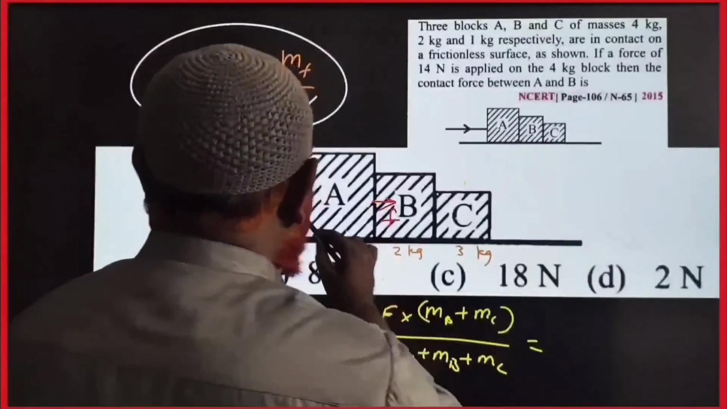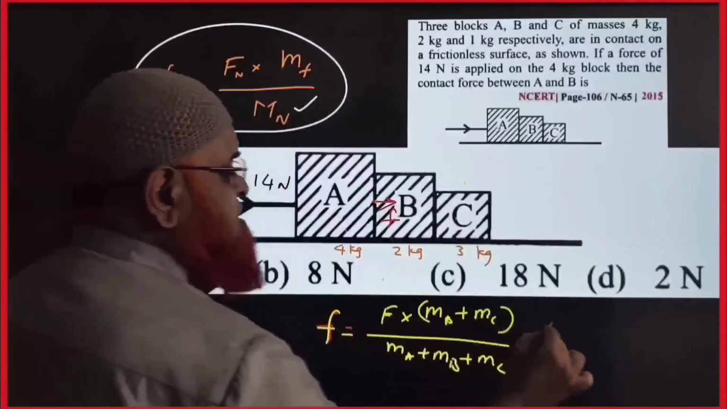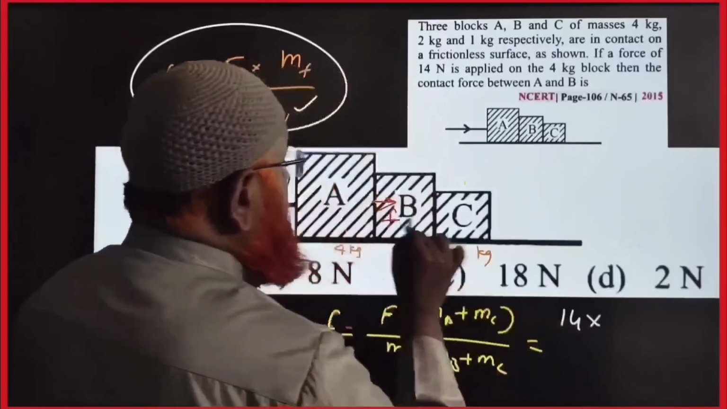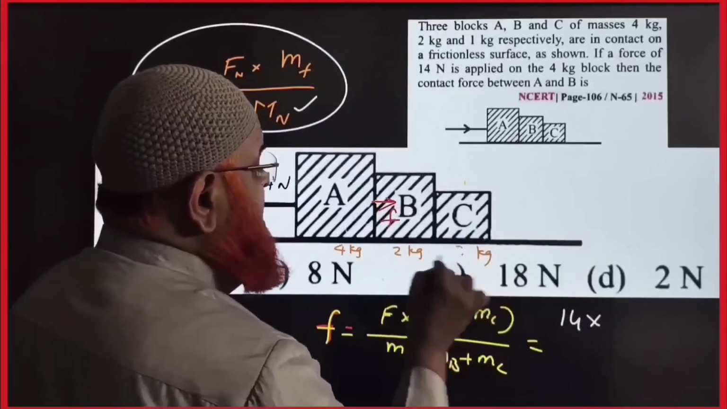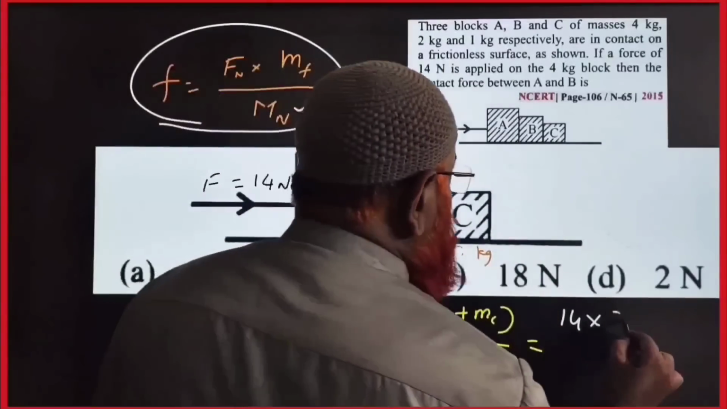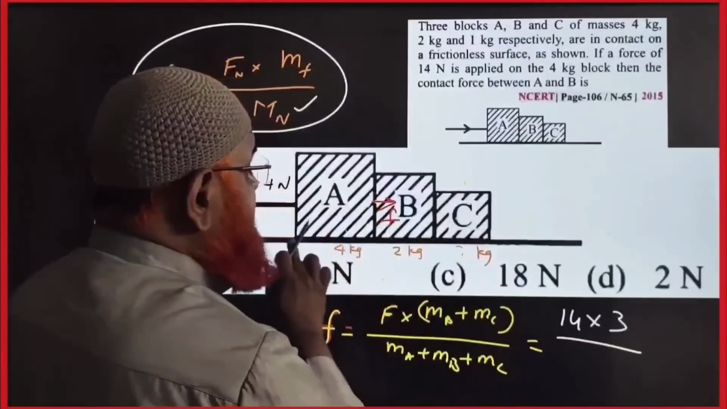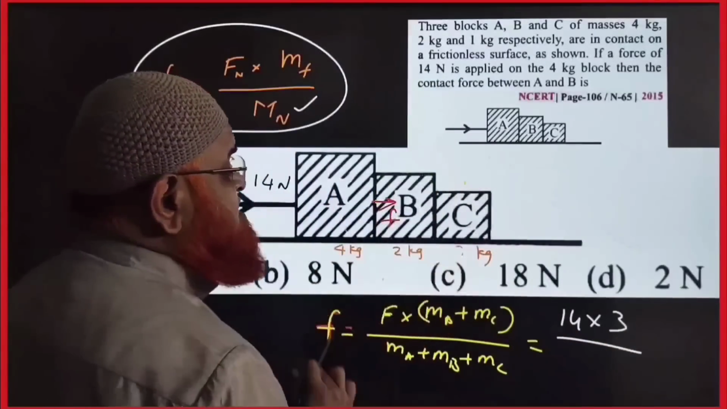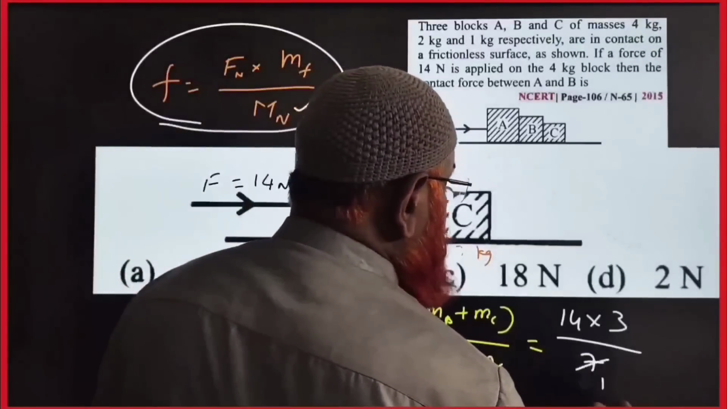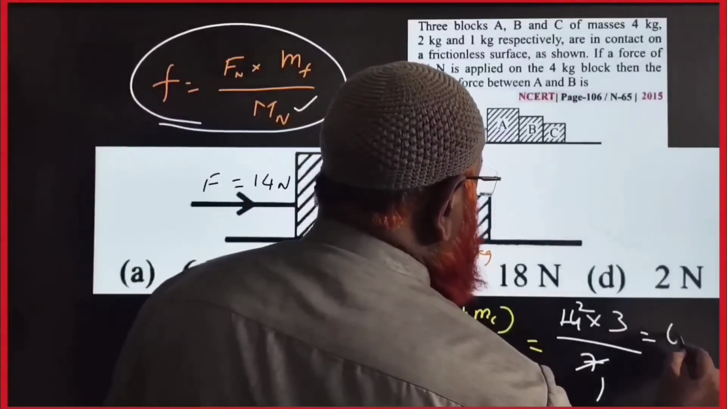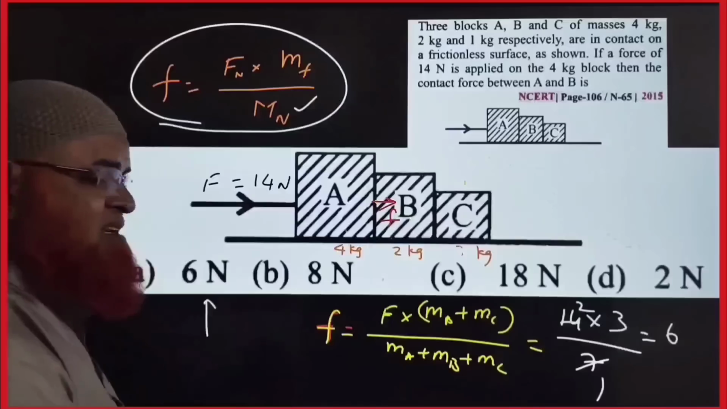It's very simple now. How much force is acting on the 3 blocks? Net force is 14. B and C are 2 and 1, so it's going to be 3 here, 2 plus 1 is 3. And the net mass is 4 plus 2 plus 1, which is 7. 7 ones are 7, 7 twos are 14. So 3 twos are 6 newtons, that is going to be your answer. That's a shortcut formula.